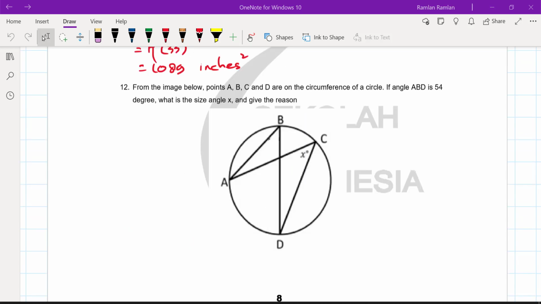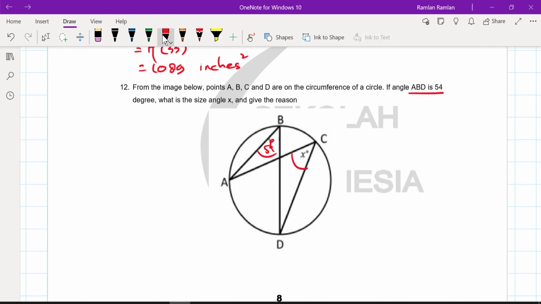Okay, moving on to the next question. From the image below, points A, B, C, and D are on the circumference of a circle. If angle ABD is 54 degrees, what is the size of angle X, and give the reason? So here, what we need to write down first is the angle ABD, which is 54 degrees, right here. And what we're looking for is this angle over here.